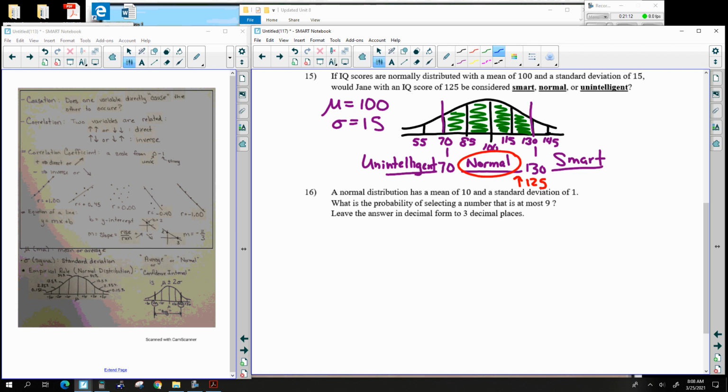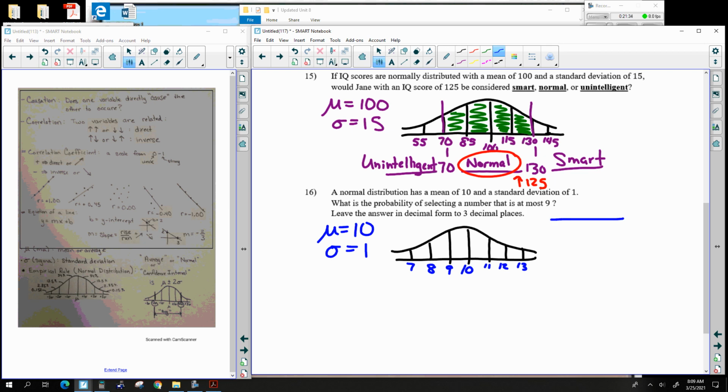All right, so here we go. We have a mean and an average of 10, standard deviation of 1. And they want to know at most 9. At most 9 means 9 is the most. So at most 9 would be 9 and less.